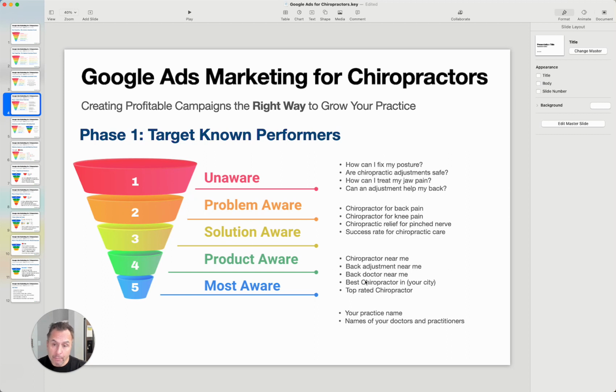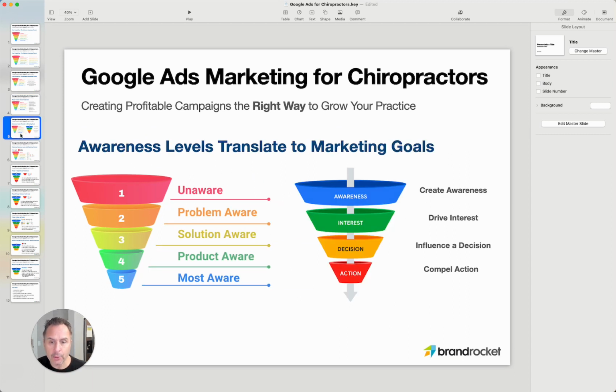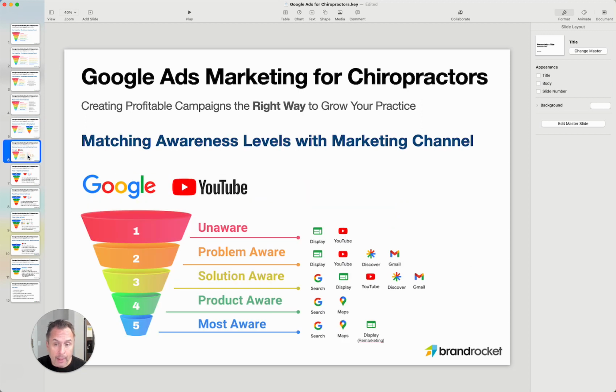Okay, so we start at the bottom of the funnel. Identifying the bottom of funnel keywords that matter is really, really key. That's where we start because we're trying to compel action. Remember, we talked about that. Now, this is a new one.